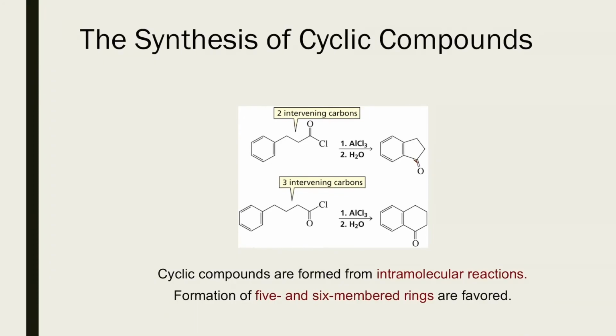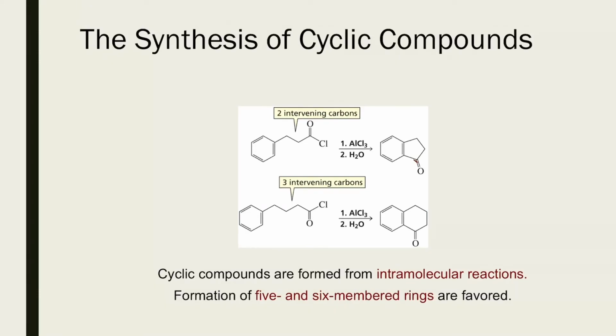Synthesis of cyclic compounds. Cyclic compounds are formed from an intramolecular reaction. So what is an intramolecular reaction? When a nucleophile and an electrophile are present in the same compound, it can undergo an intramolecular reaction to form a cyclic structure. Formation of 5 or 6 membered rings is generally favored.